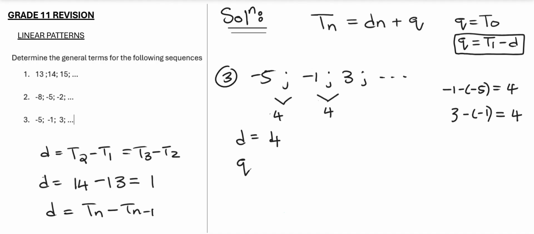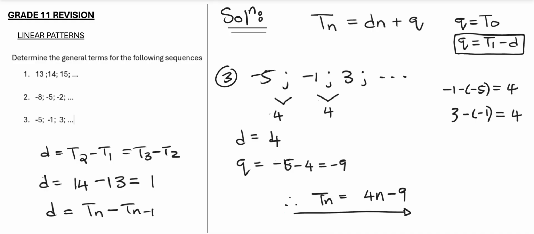Then we need to find the value of Q, which is T1 minus the difference, and therefore it is minus 5 minus 4, which is going to give us minus 9. Therefore our Tn is going to be equal to 4n minus 9, and that is it for the linear patterns.